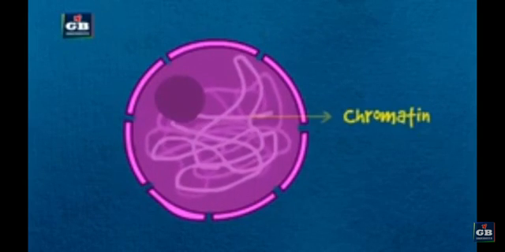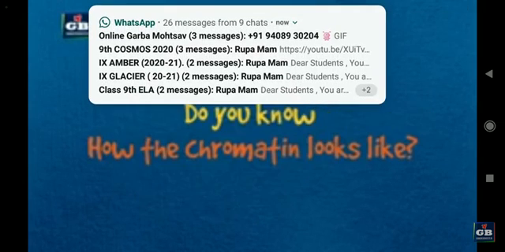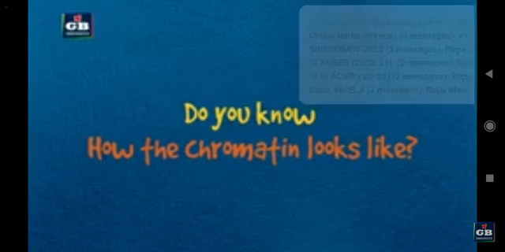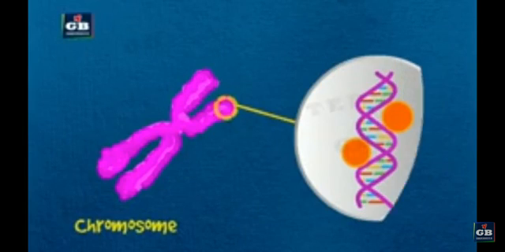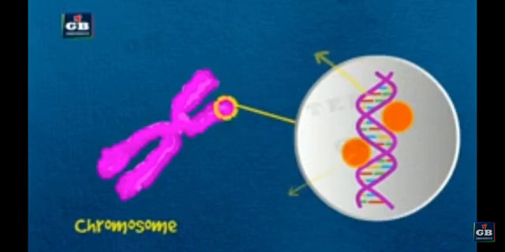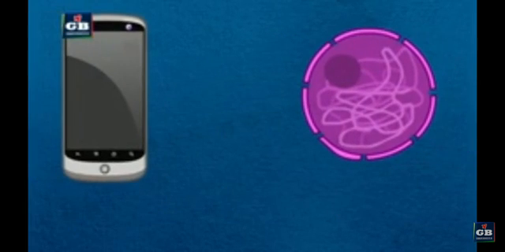The nucleus has chromatin. Do you know how the chromatin looks like? It just looks like a tangled thread. But it changes into rod-like structures called chromosomes during cell division. Chromosomes contain DNA and protein. Let us look at an example to understand the functioning of chromosomes.